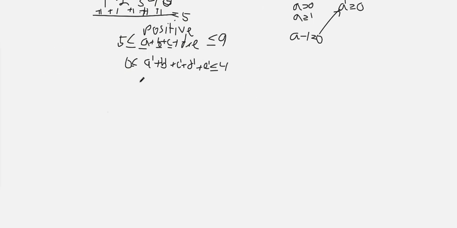And now we can use stars and bars to count this. And if you haven't seen stars and bars, I'll demonstrate it now. So let's say we have the equation a prime plus b prime plus c prime plus d prime plus e prime. Let's say we're doing the 4.